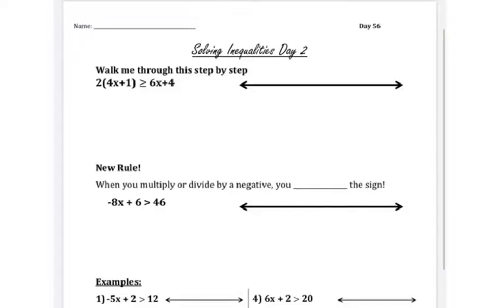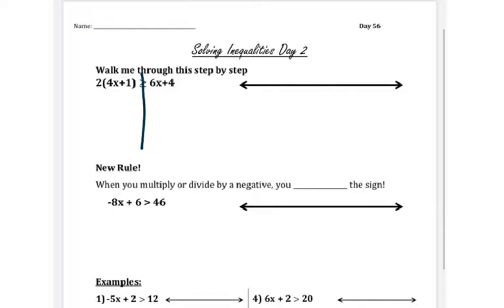Today we are continuing in the world of solving inequalities. So today is a nice, easy, short day that is very similar to what we did last time. In this first example, it says, walk me through how to solve this step by step. So what that means is we need to figure out how to solve this.